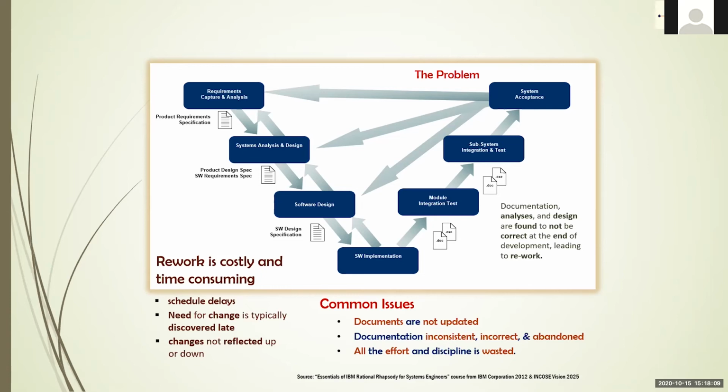Your documentation is going to be inconsistent, incorrect, and of course that is going to be abandoned. So the people doing maintenance will not go back to your documentation because they know that it is not consistent. They know that it is incorrect. Okay. So at the end, even though you are following a process and creating some of the models, you are wasting all your effort. You are wasting all the discipline that you try to follow in your development cycle.